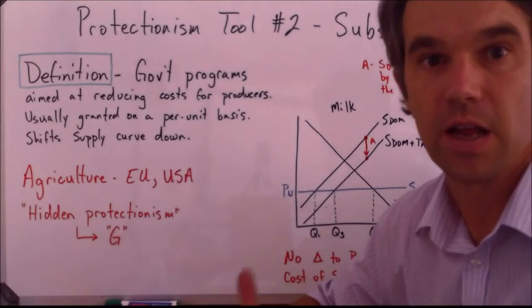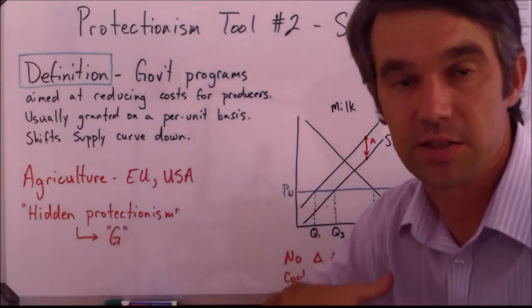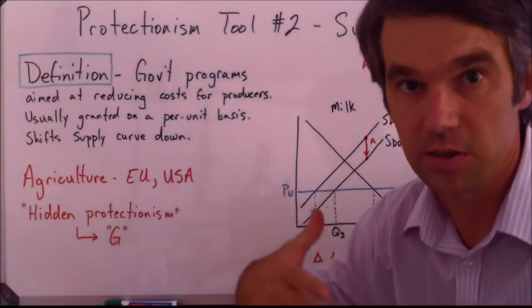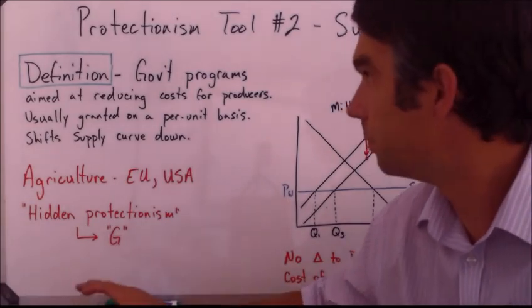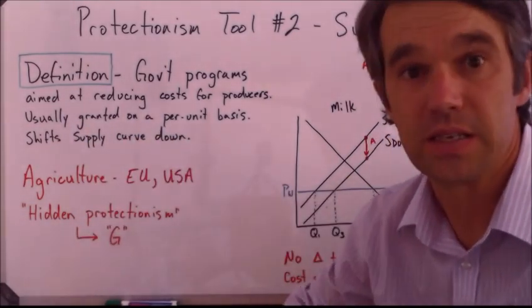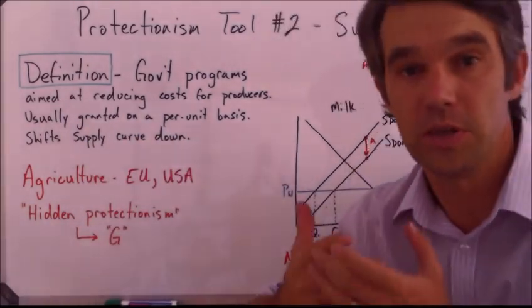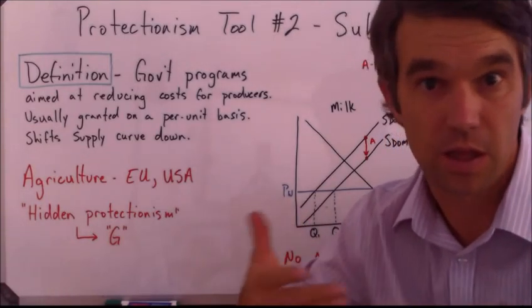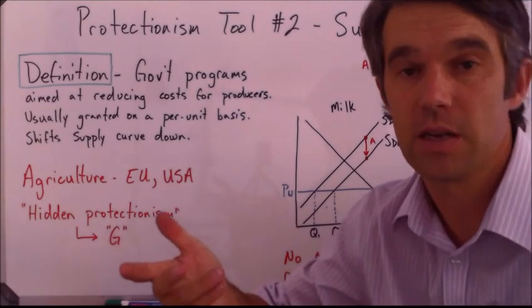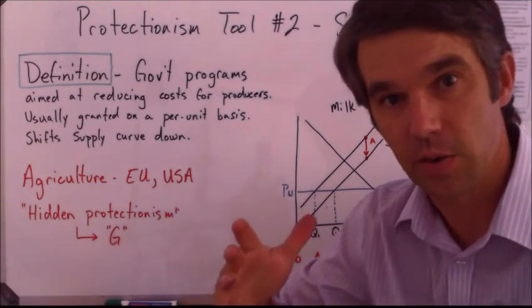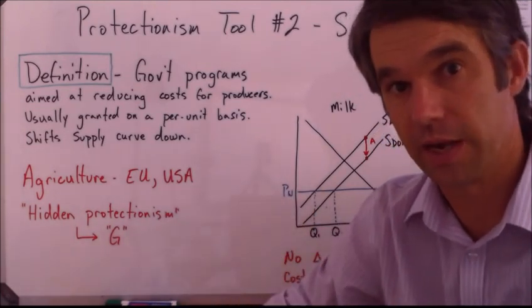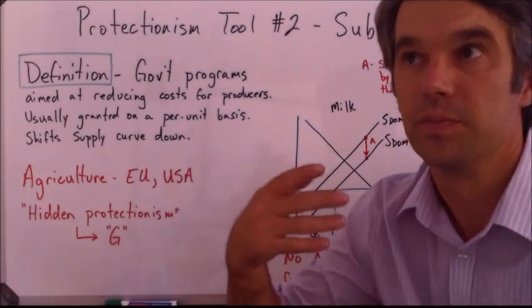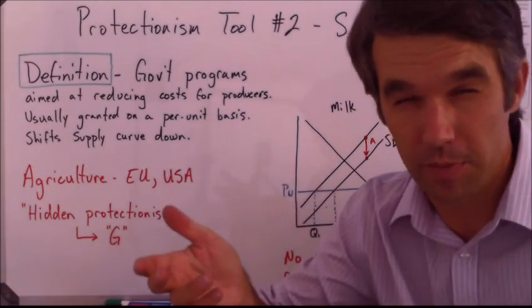The second tool that a country who is trying to protect its own businesses is likely to use is a subsidy. Definition is here. Basically, it's when the government is trying to reduce costs for a particular industry, make them able to make more of a profit, and the effect economically is always going to be that it shifts the supply curve down. Typically, these are awarded on a per unit basis.